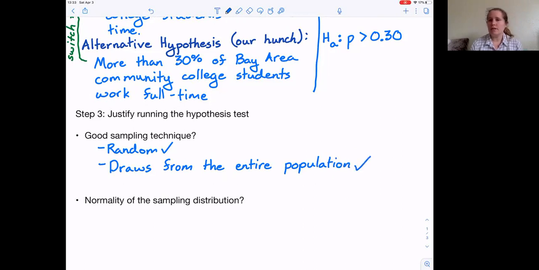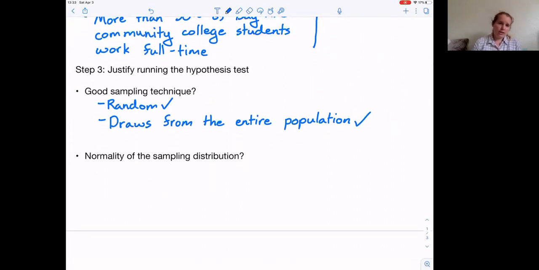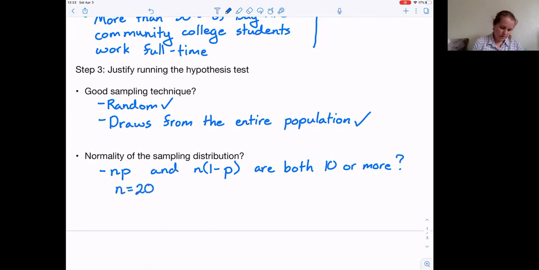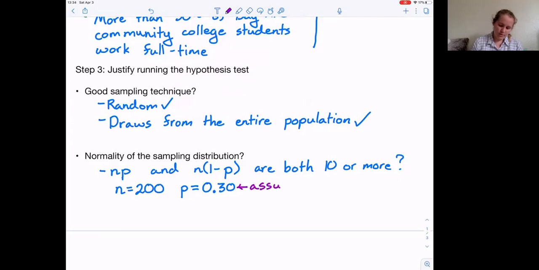So we meet the criteria for a good sampling technique. Then for the normality of the sampling distribution, we need to check that n times p and n times 1 minus p are both 10 or more. Remember in this problem, our n is 200. P is the assumed proportion from our null hypothesis, so our p will be 0.30. Again, this is the assumed proportion from the null hypothesis.